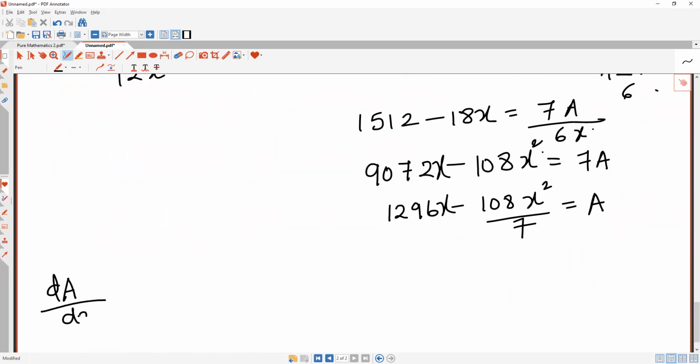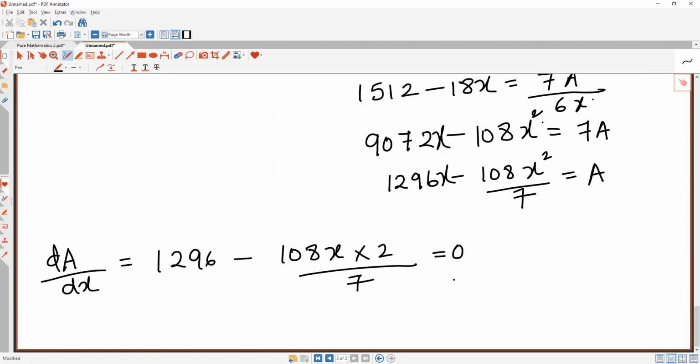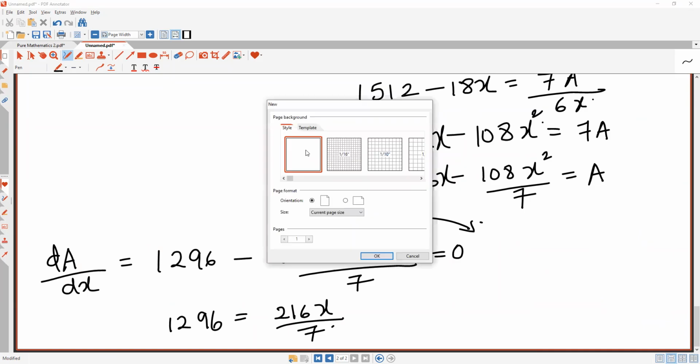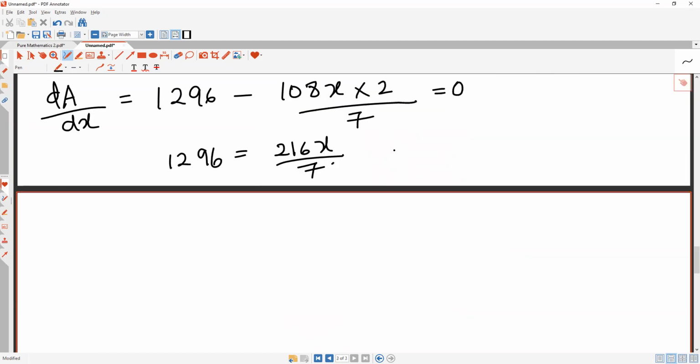So for that, dA by dx is going to be 1296 minus 108x multiplied by 2 divided by 7 equals 0. So 1296 is equal to 108 multiplied by 2, 216x divided by 7. Fine. I brought this whole thing on the other side. Now I'll do cross multiplication and solve it. Check: 1296 multiplied by 7.